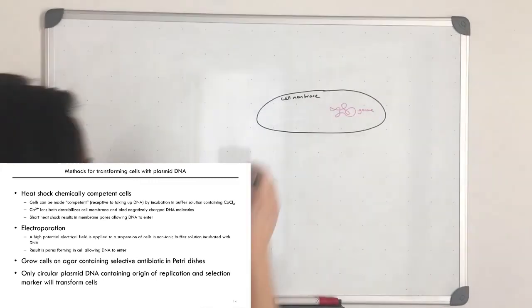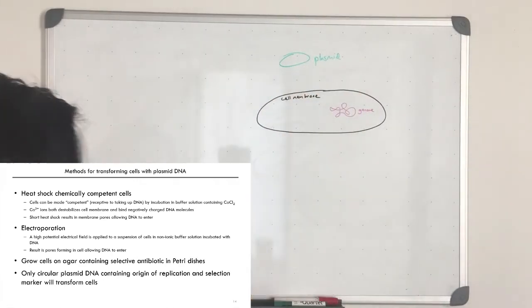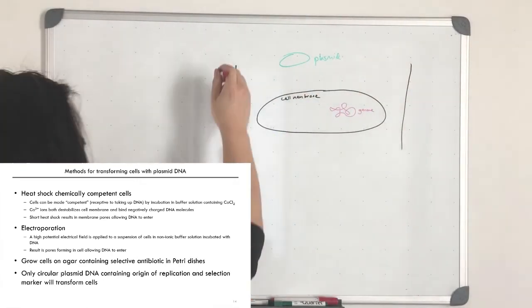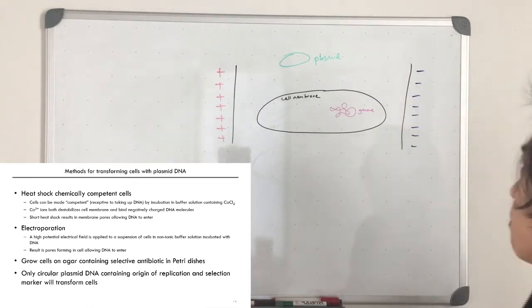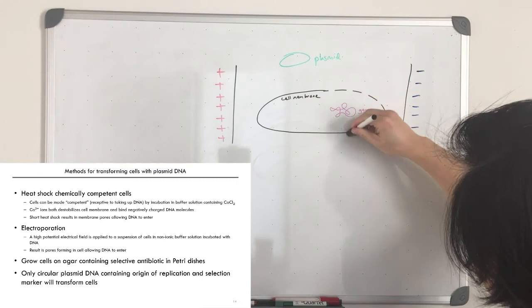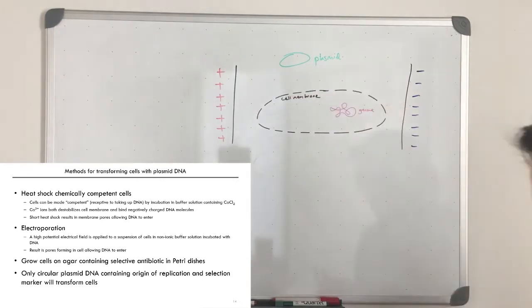In electroporation, you apply an electric field to a suspension of cells in a non-ionic solution. You use a quick pulse of electric potential, and it opens up pores in the cells, and then that allows your DNA to come in.